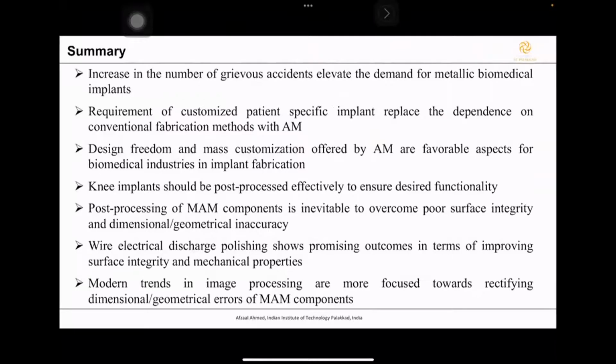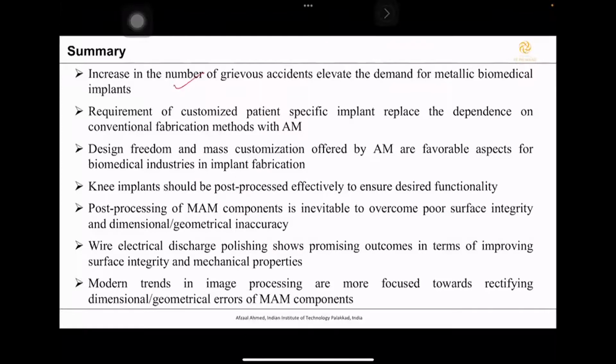As we discussed, the number of grievous injuries has been increasing over the years, and we presented some data in the initial slide. So the demand is there. Although the demand is very unpleasant and unfortunate, we have to save the lives of these people as well. So the demand is continuously rising, and we have to tackle this.